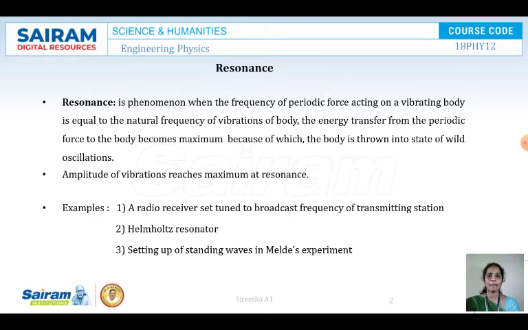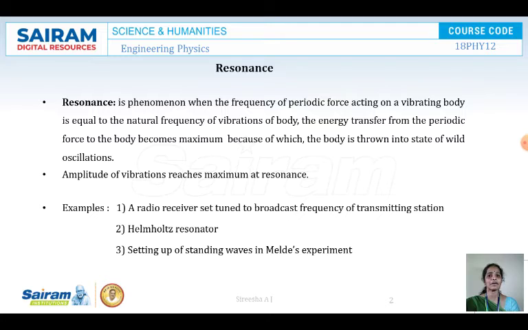What exactly is happening is, you can see the tuning of a radio when you are operating your mobile. If a station is set at 93.5 FM, if the frequency of your mobile set and the transmitting frequency are near, then only you can hear the sound of the station. That is because of the resonance. When the frequency of the transmitting station and the frequency of your mobile set match, then only you can hear the loud voice. So this is because of the resonance. This is the best example for resonance.